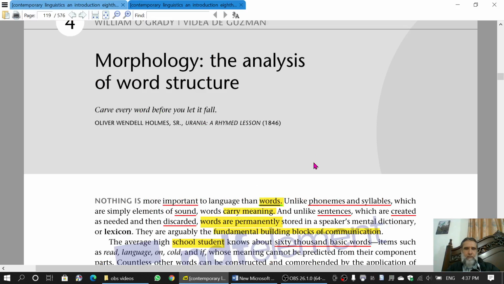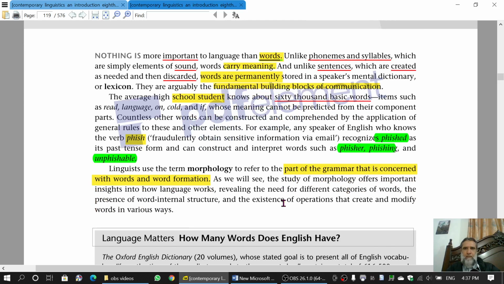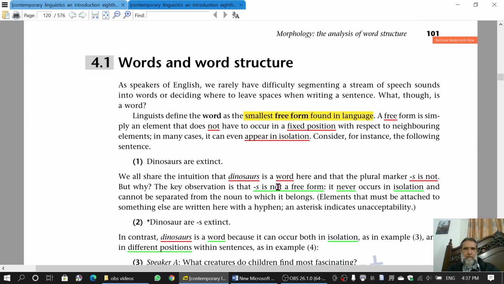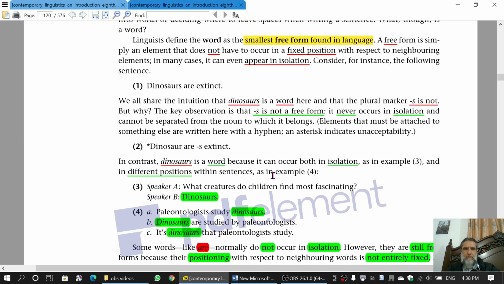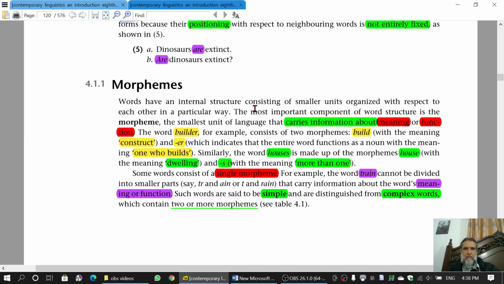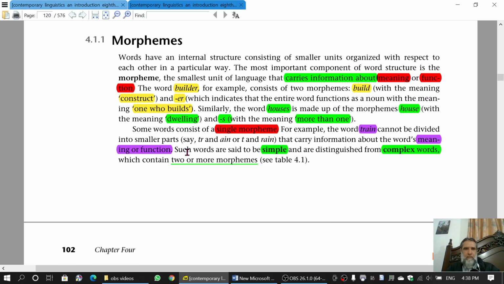Before starting this topic, I'd like to refresh your minds with reference to what we have done so far in this chapter of morphology. Morphology, as we have discussed, is the analysis of word structure. In the beginning, we talked about the importance of words, that they are more important than syllables and also more important than sentences. Then we discussed the words and word structure. We defined word as the smallest free form found in language. Then morpheme was discussed in a separate lecture, and we said morpheme is that item which carries meaning and function.